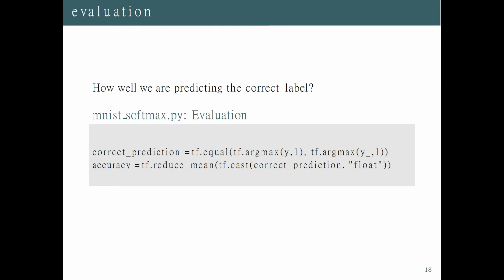Now, how well are we predicting the correct label? We find it using correct_prediction = tf.equal(tf.argmax(y, 1), tf.argmax(y_, 1)), and then accuracy is reduce_mean of tf.cast(correct_prediction, tf.float32).